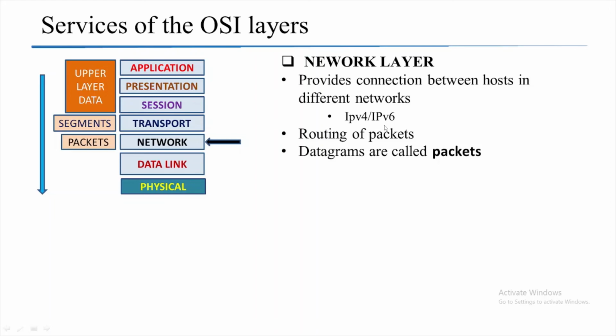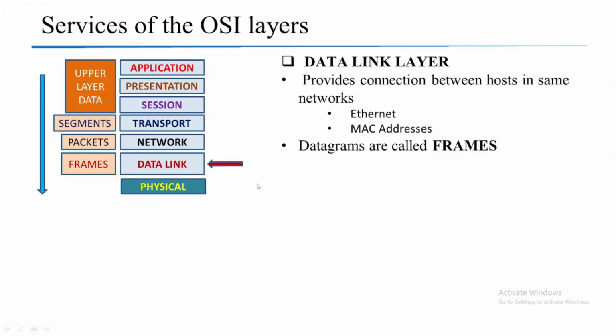The network layer is responsible for two important things: one is addressing and the other is routing. For addressing, the IP version 4 and version 6 addresses are very important. The other service provided by the network layer is routing of packets. And the datagrams that were segments in the transport layer are called packets here in the network layer.